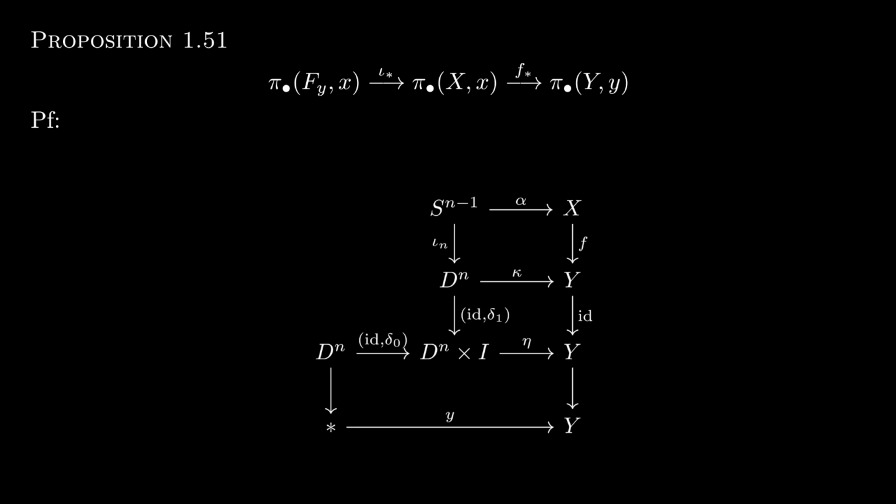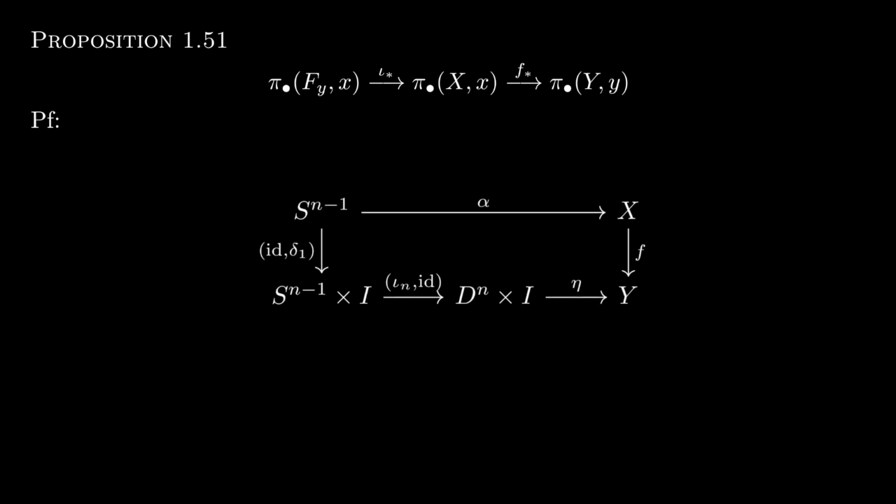So what if we deleted that middle row containing Dn, kappa, and y? We could then replace the Dn with Sn-1 times I and rearrange the top two squares in the following way. Great. Now we can use the fact that F is a Serre fibration and obtain a lift at eta tilde. What is this homotopy between? Well, it is between the top map alpha and some other map alpha prime. We can imagine alpha as living on the top of the cylinder Sn-1 times I, and alpha prime living on the bottom of that cylinder.